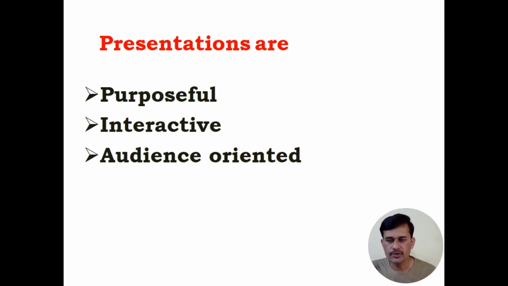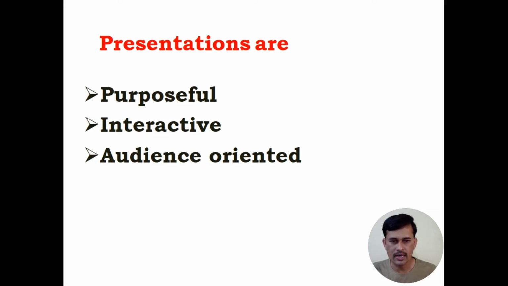Presentations are purposeful, interactive, audience oriented. Purposeful means, as a student, you give a presentation. What is the purpose of giving the presentation? Because you need marks, you need grades. Yes, that is part of your syllabus, and because of that you are giving that presentation. And the second one is interactive. Always we need to see that presentations are interactive.